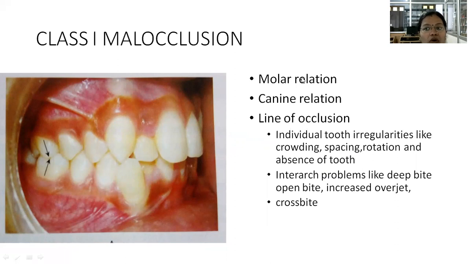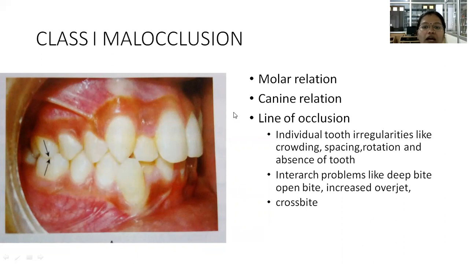Okay, so the molar relation and the canine relation will be the same. That is, the mesiobuccal cusp of the first maxillary molar occludes in the mesiobuccal groove of the lower first molar, and in the canine relation the mesial slope again occludes with the distal slope of the mandibular canine. So the only thing is that the line of occlusion will have a problem.